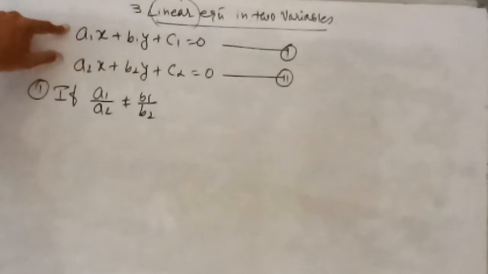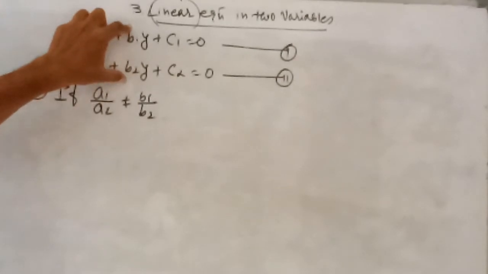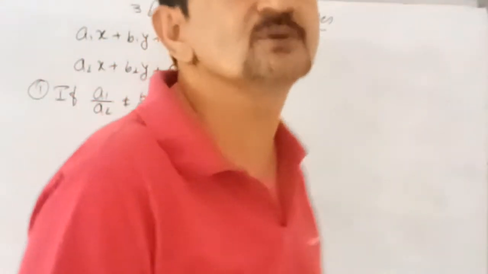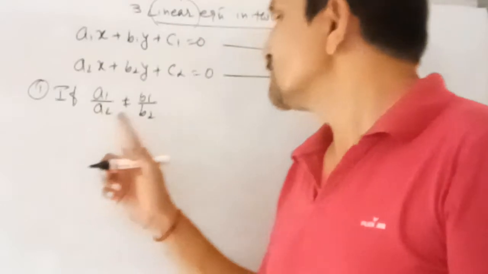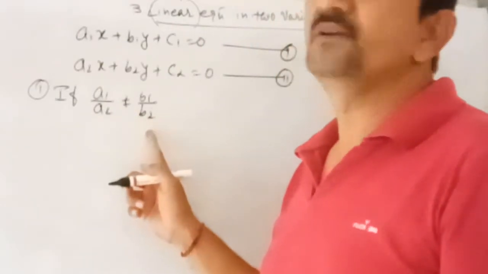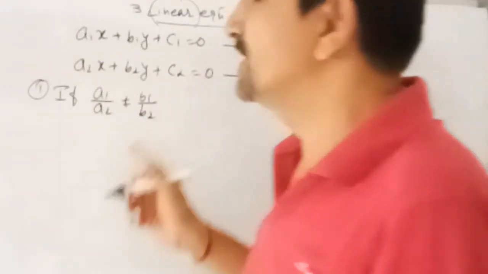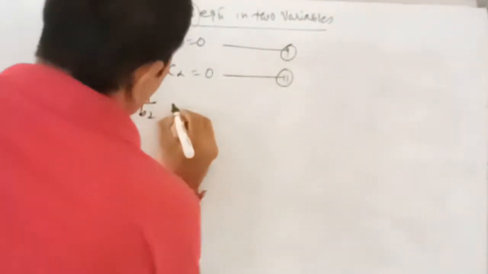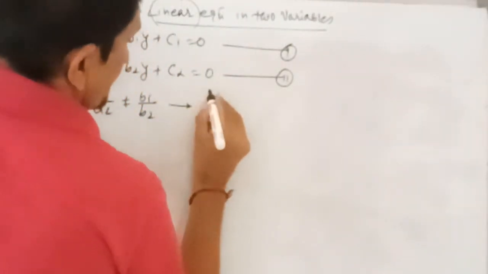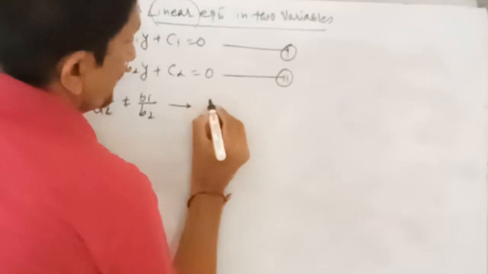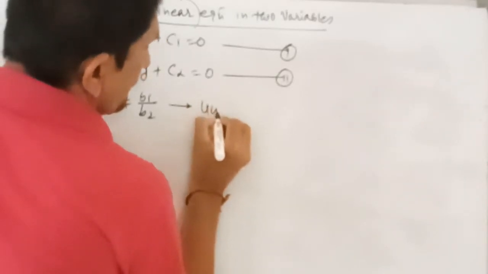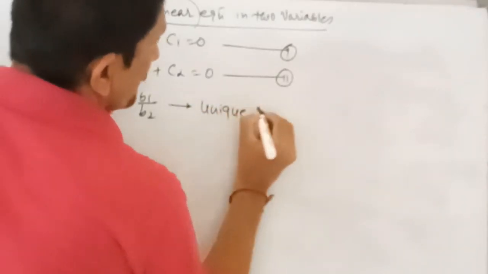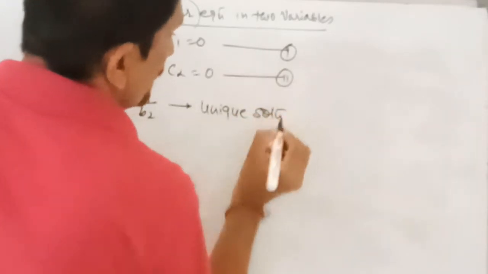Okay, a1 upon a2, this ratio, maybe we can say it is 1 by 2, is not equal to b1 upon b2, maybe it is 3 by 4. So 1 by 2 is not equal to 3 by 4. So a1 upon a2 is not equal to b1 upon b2. Okay, so in this case we can say that you will get a unique solution. That means a single solution is possible.